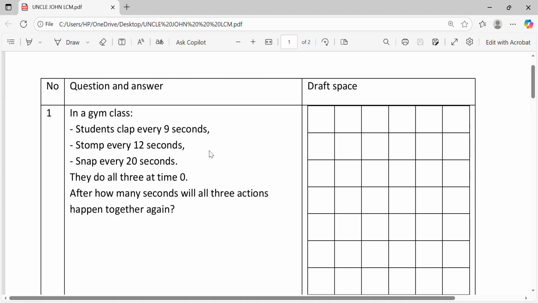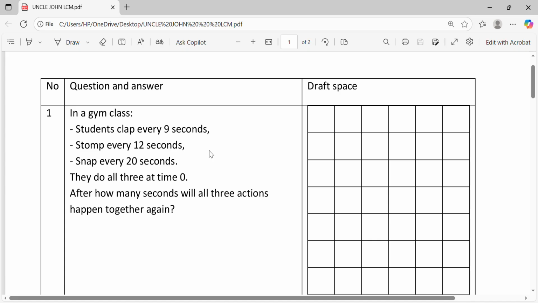In a gym class, students clap every 9 seconds, stomp every 12 seconds, snap every 20 seconds. They do all three at time 0. After how many seconds will all three actions happen together again? Follow. There are many ways to find the LCM as you've studied at school, and those who have not, it's still your time to follow and see.